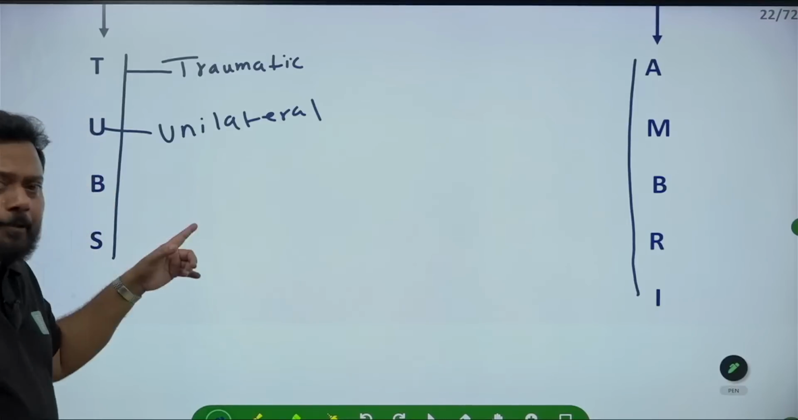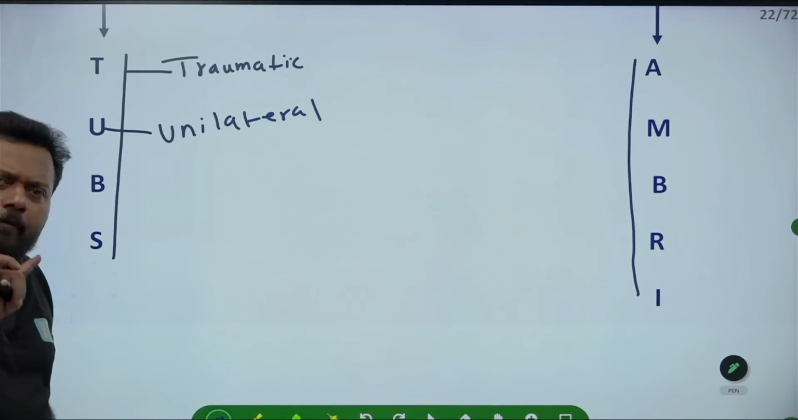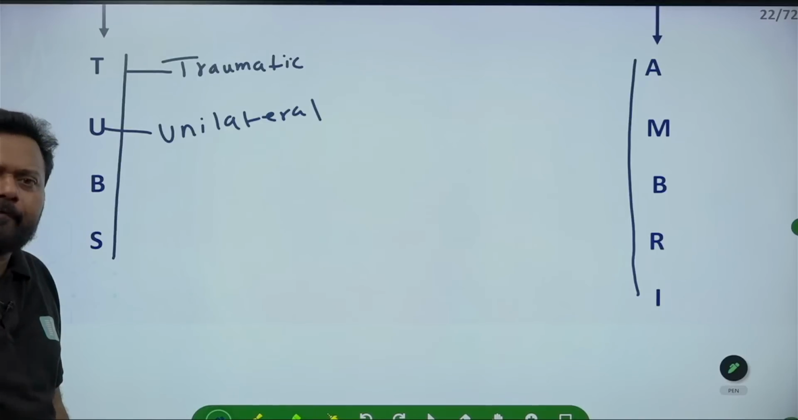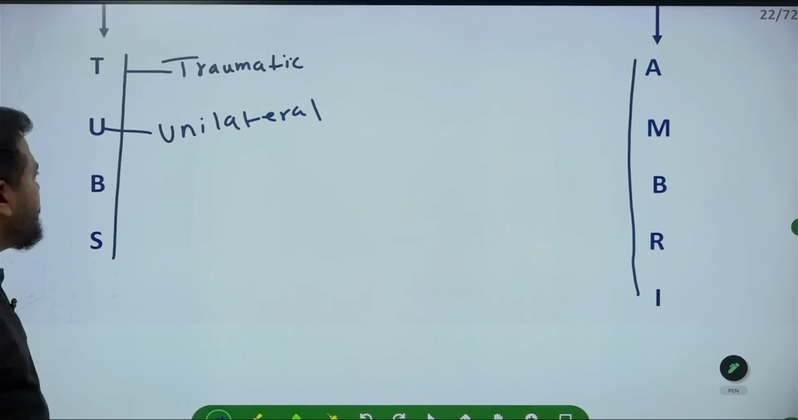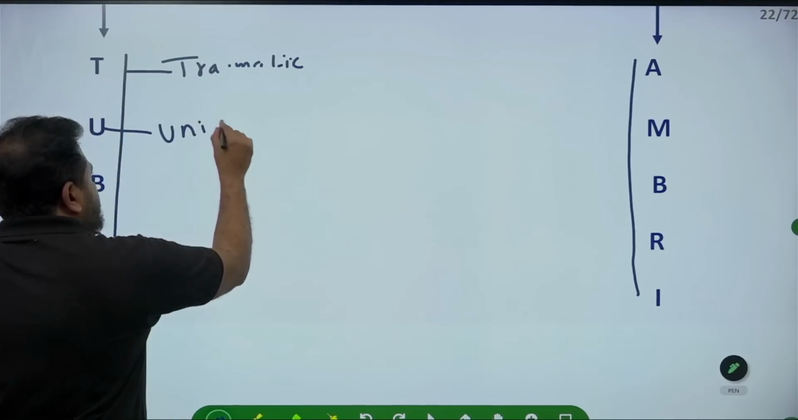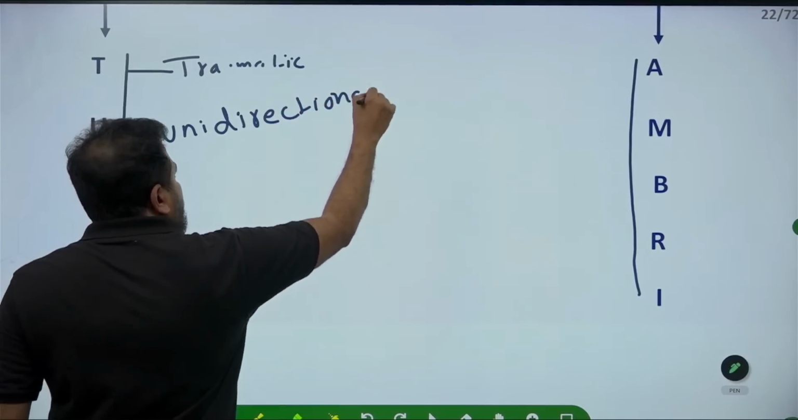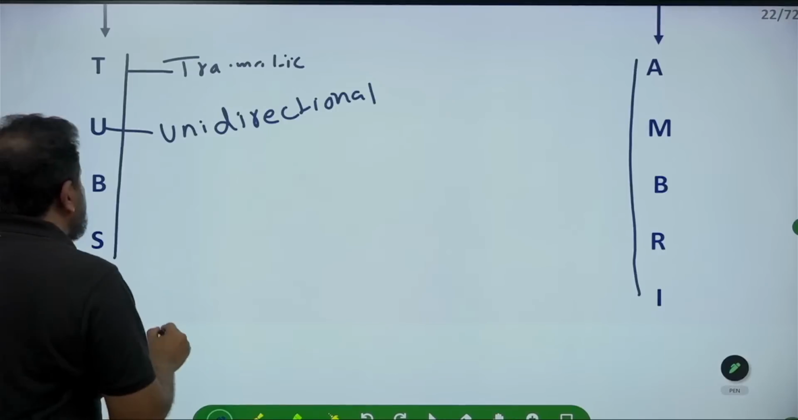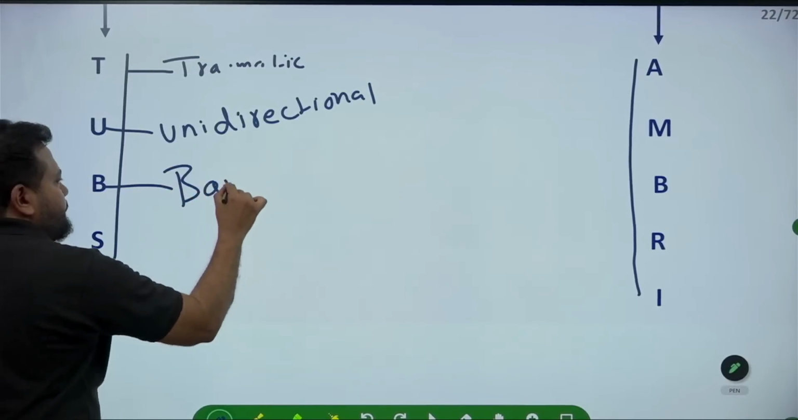So in TUBS type, it should be traumatic and unidirectional. Only in one direction it should go: if it is posterior, all the time posterior; if it is anterior, all the time anterior. Then it is called unidirectional. It's not unilateral, sorry, it is unidirectional. Okay, traumatic, unidirectional. B stands for MRI showing a Bankart's lesion.